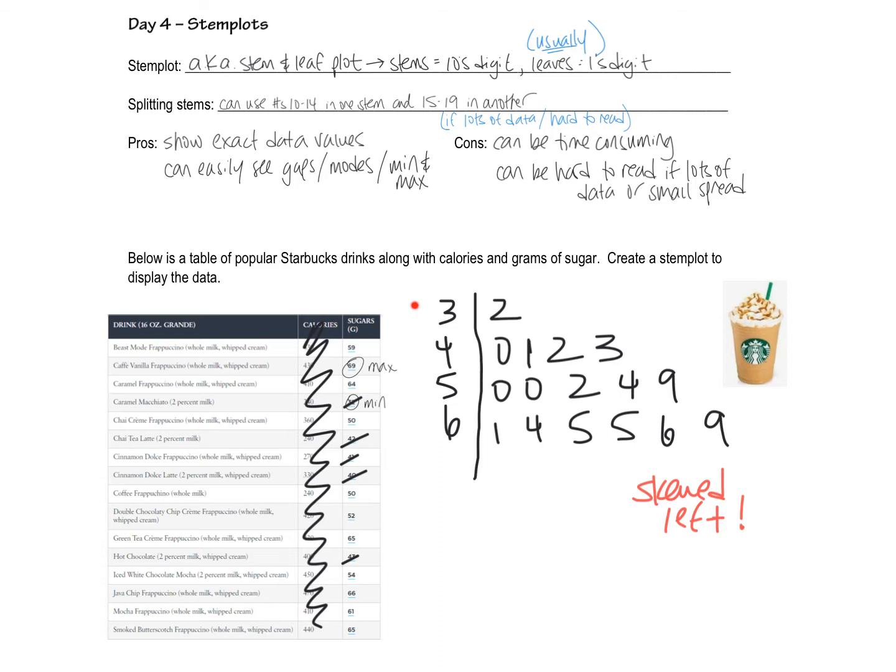Then I would just have a giant stem and leaf plot with just the 30s. So that's another thing to keep in mind. If you have a really small spread, then a stem plot's probably not the best way to look at this. Did you know this graph is considered skewed left?